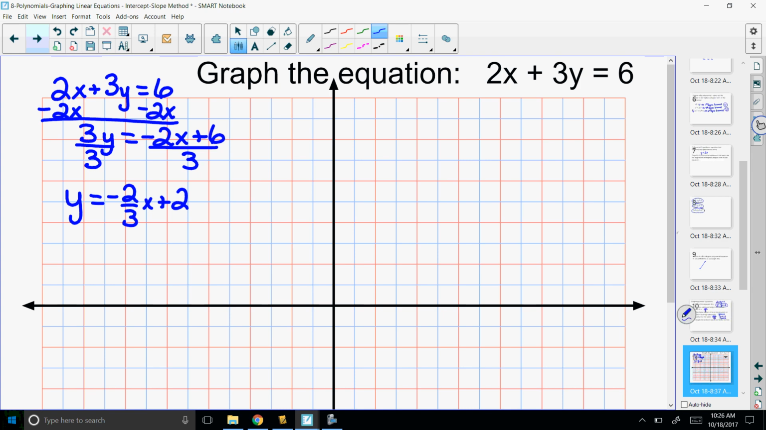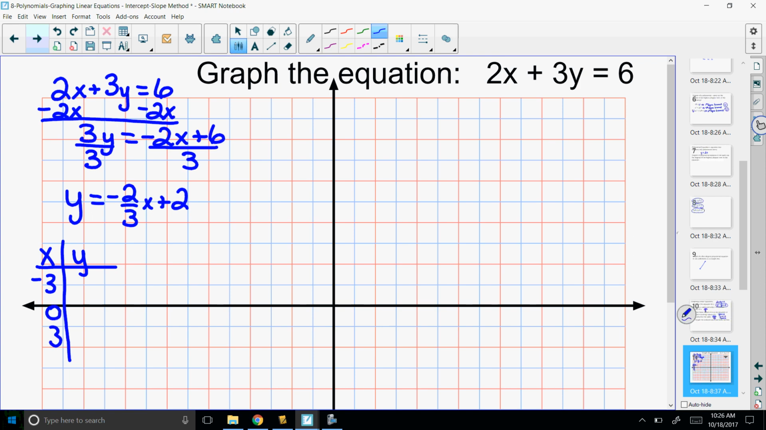The second step that we have is to create a table. So I'm going to create this table. And I'm going to come up with coordinate points. So as I come up with coordinate points, it says pick convenient values for x. Well, what are convenient values? We don't want fractions. So I'm going to look at what this denominator value is. And I'm going to pick the positive and the negative value of that denominator along with 0.